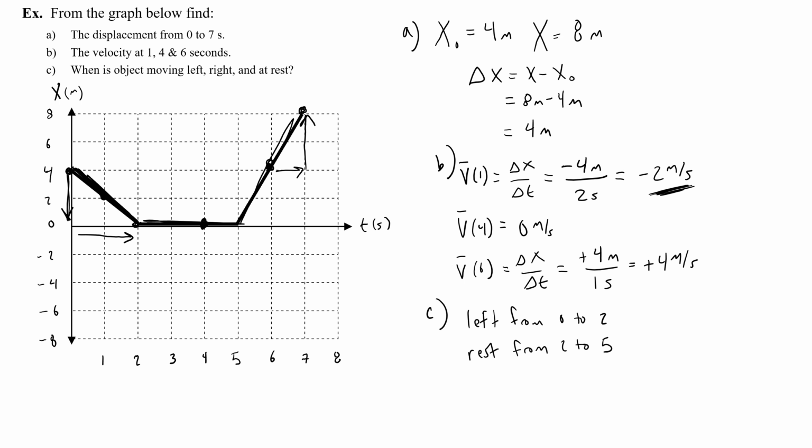And here, from 5 to 7 seconds, there is a positive slope. We calculated +4, so that means it's moving right from that 5 to 7 second time. Great. Let's do another problem.